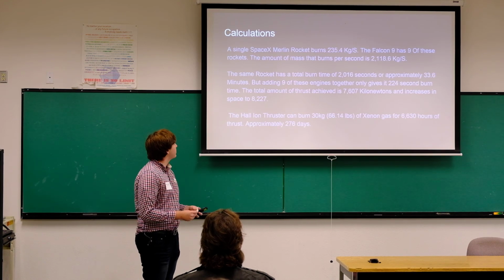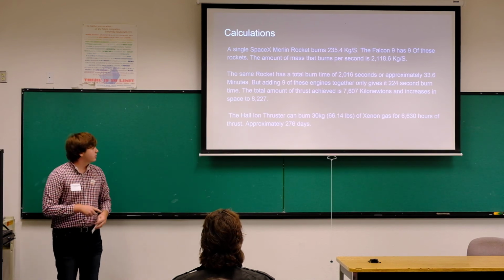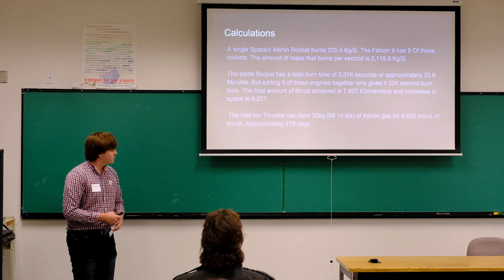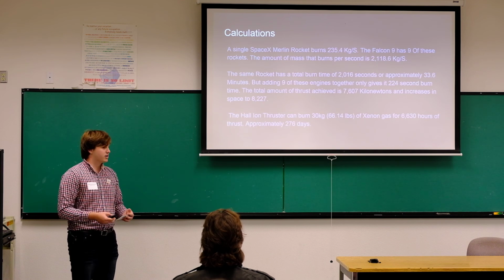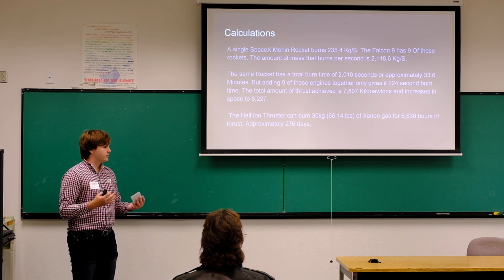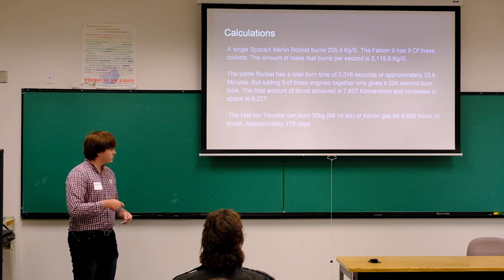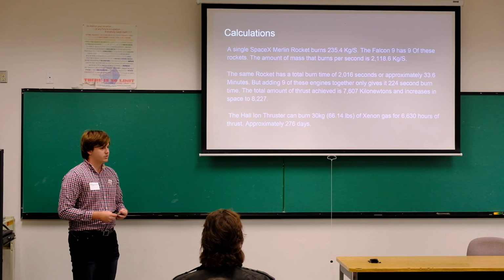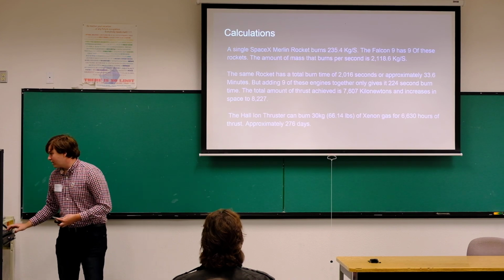It's an immense amount. So, lastly, the Hall thruster, the one they're researching, as it says, could burn for years. Only 30 kilograms, so 66 pounds, of xenon gas could burn for 6,630 hours of thrust, which is approximately 276 days. So, what's more efficient in a way? And how can we take the Hall thruster and produce a higher amount of thrust to, say, leave Earth's atmosphere, or things like that? All right, and that's everything.